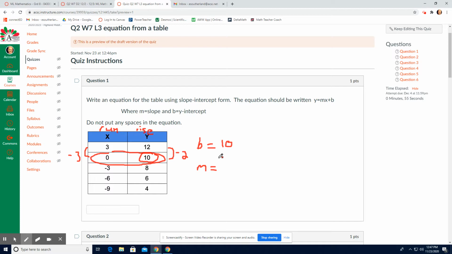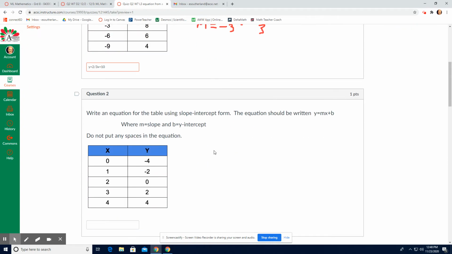So the slope of this is negative 2 over negative 3. Be careful here because a negative over a negative turns into a positive. So slope is really 2 over 3. And so when you type it in, you want to enter in y equals 2 over 3x. And since it's positive 10, we put plus 10. And then we can go on and look at the next one.